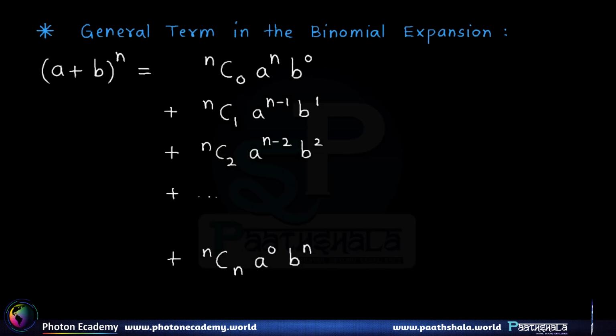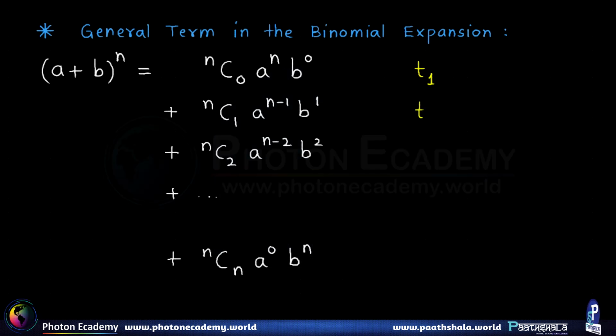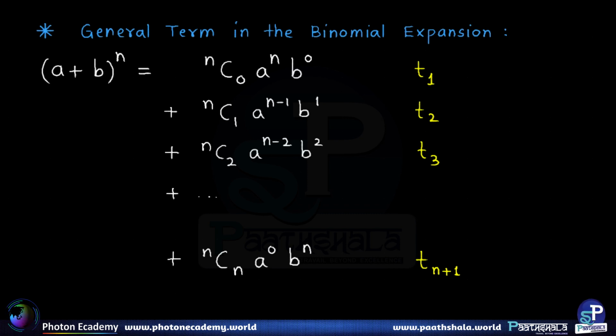Right. Now if we look at the individual terms and give them term numbers, here we have the first term t1, as shown here. Then we have the second term t2, t3, and so on, up to the last term, t(n+1), because if you remember, in the expansion of (a plus b) raised to n there will be n plus 1 terms. Now let's try to correlate the individual figures.